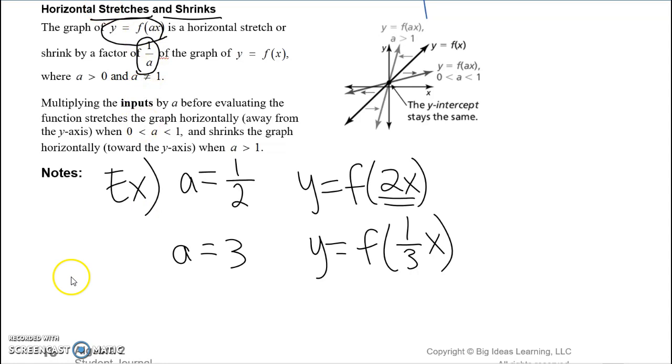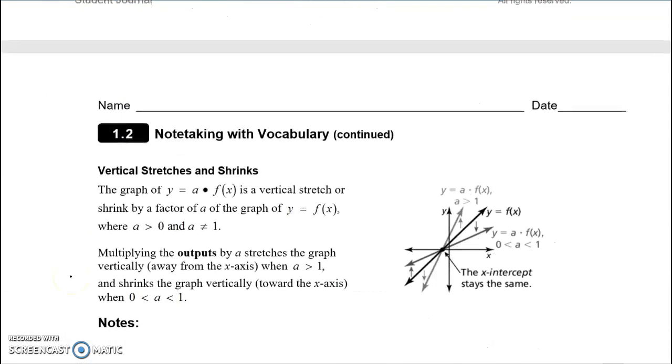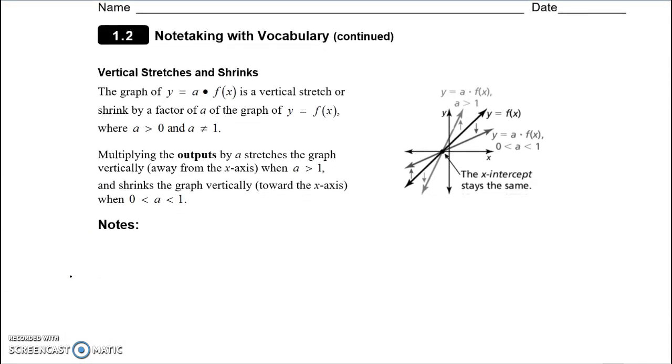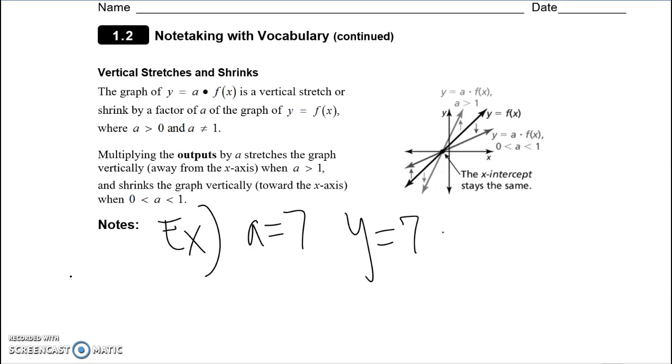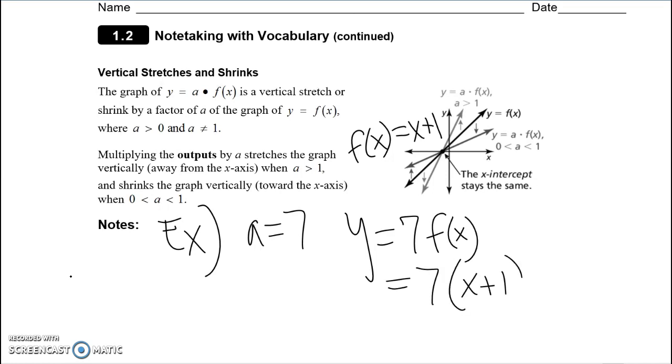Looking at vertical stretches and shrinks, it makes a little bit more sense because we just take the factor and multiply it on the outside of the function. So if I had a factor of 7, I would just say that y equals 7 times f of x, and let's say f of x was x plus 1. So I would say this is 7 times x plus 1, which would be 7x plus 7.